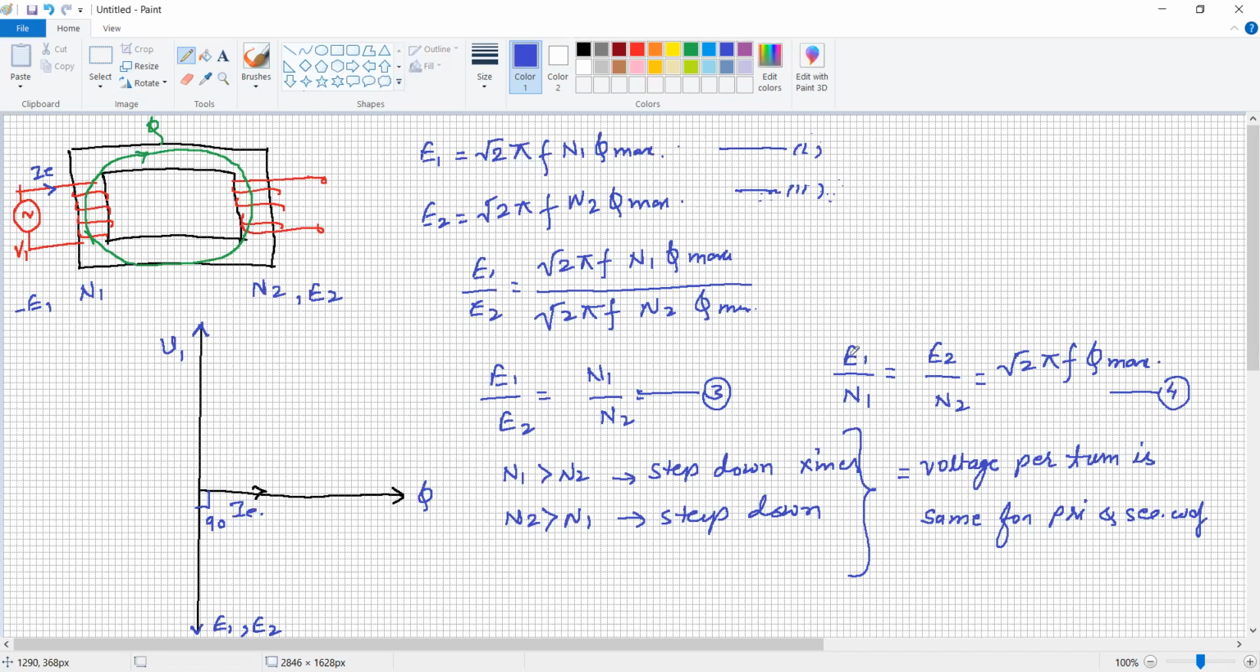See, E1 is voltage, N1 is turns. So the voltage per turn for the primary winding and the voltage per turn for the secondary winding is equal to root 2 pi f phi maximum, which means the value is the same. For example, if the voltage per turn is 2 volt per turn for the primary winding, it will be the same 2 volt per turn for the secondary winding. Let's take an example to understand.